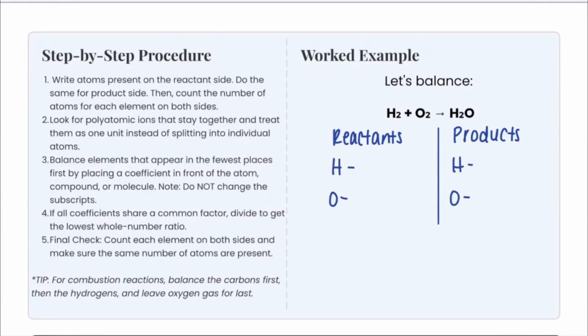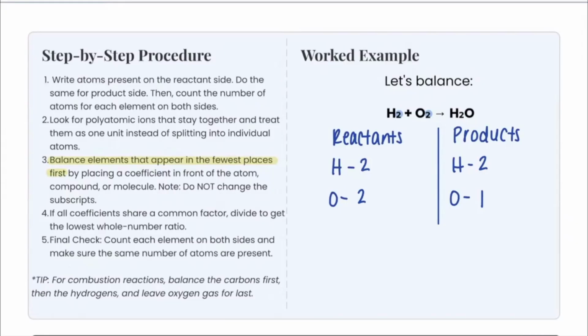Okay, now it's time to count atoms. The subscript 2 next to hydrogen tells us we have 2 hydrogens. And on the left, we also have 2 oxygens. On the right, we have 2 hydrogens and 1 oxygen. And here's a tip I always give my students. Balance the element that appears in the fewest places first. In this case, oxygen is a great place to start because there's only one oxygen on the product side.